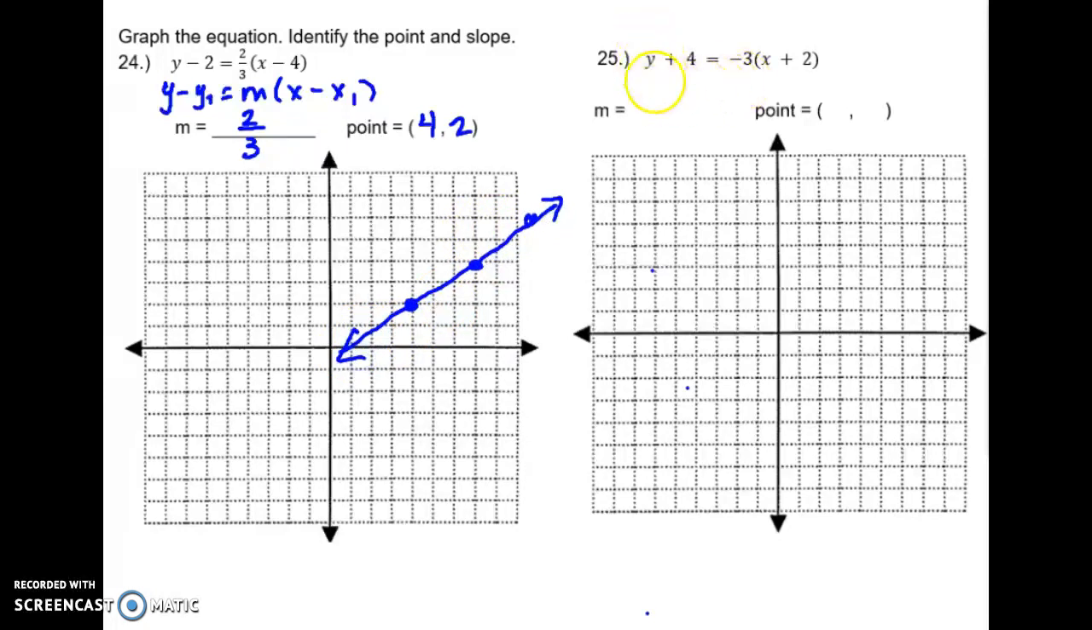Same thing here. This is y minus y sub 1 is equal to m times x minus x sub 1. It's in point slope form already. Our slope jumps right out at negative 3. Our point, though, it's 2, but we're adding 2. So if we're subtracting in our form, it's actually going to be a negative 2. And here, this is going to be a negative 4. So negative 2, negative 4 is our point we start at. 1, 2, 3, 4. Our slope is negative 3, so we're going to go up 3, to the right 1, up 3, to the right 1. So it's going to look something like this.